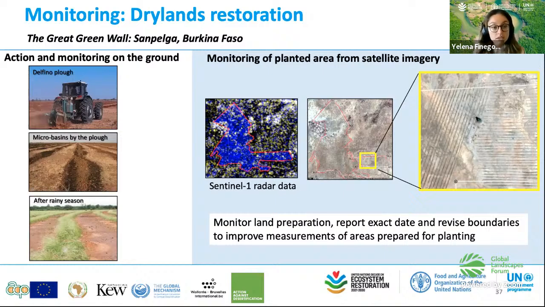This method is used to accurately map the intervention areas and has been used in projects across the Great Green Wall in Burkina Faso, Niger, Nigeria, and Senegal. Accurate boundaries of restoration sites are key to monitoring and ensuring restoration success in those areas. Next slide, please.